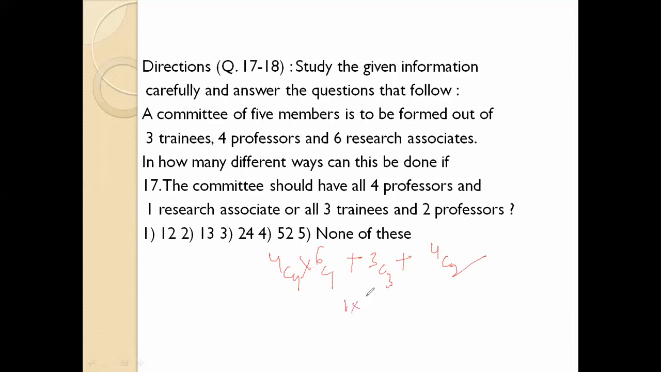4C4 value is 1 into 6, plus 3C3 value is 1 into 4C2 value is 6. 6 plus 6, 12. So in how many ways can they select? How many ways means here we calculate only the number of ways, not probability. So total number of ways is 12. Option number 1 is the right answer.